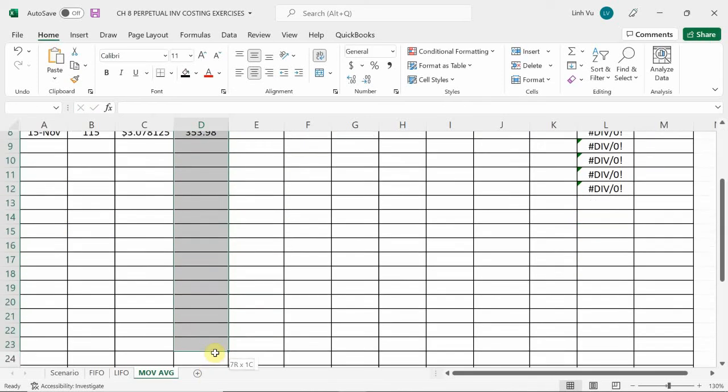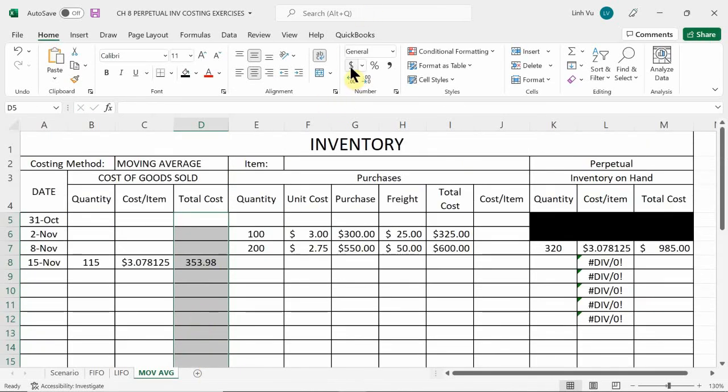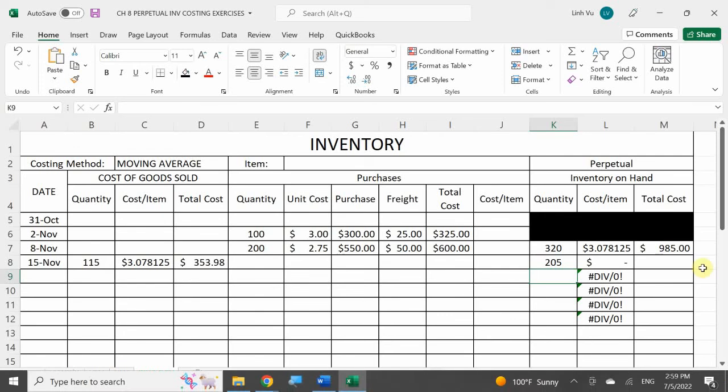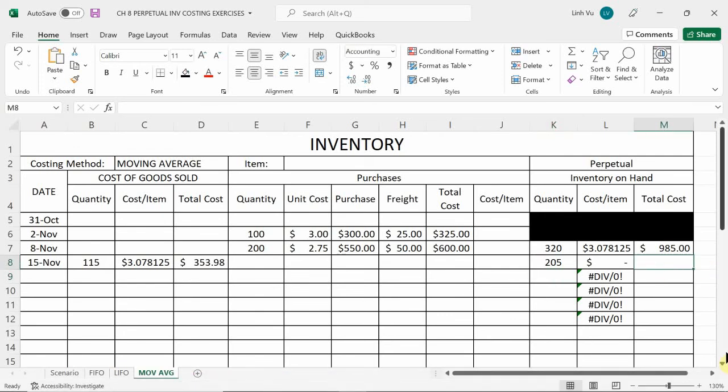$353.98. Good. So that means I need to subtract that out from my inventory. I had 320 units, but I ended up selling 115. So I should be left with 205.